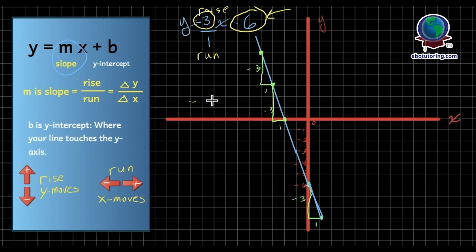The slope for this is -3 over 1. The rise, or the y, over the x. The change in the y, which is -3, over the change in the x, which is 1. Yeah? Change in the y over the change in the x. Yes! This works every single time, folks.